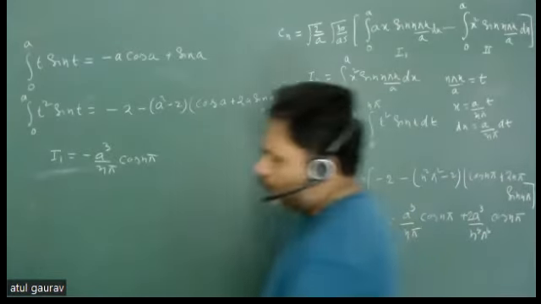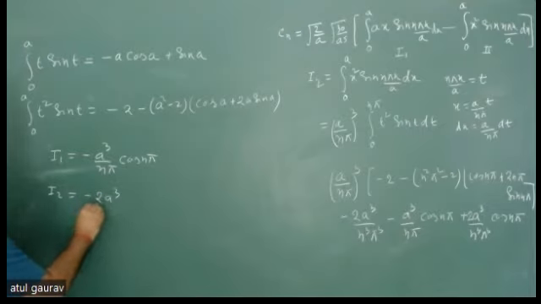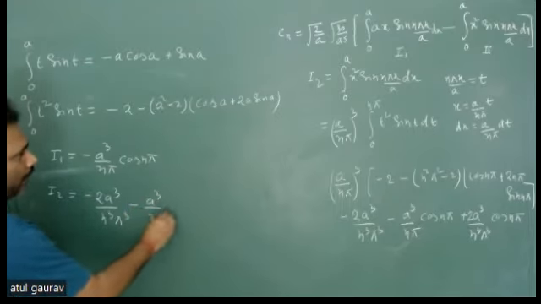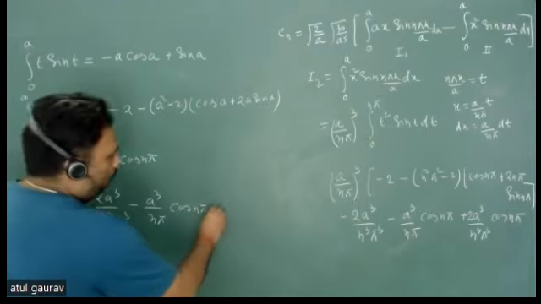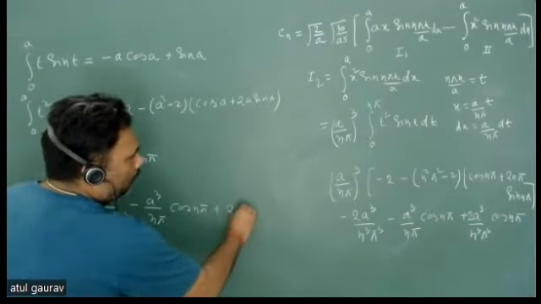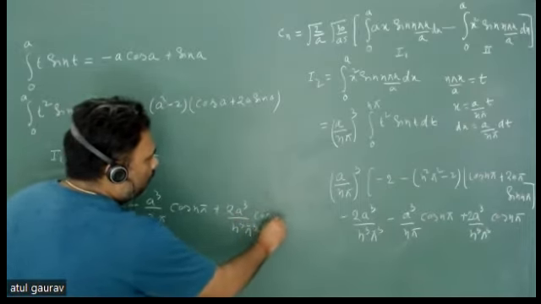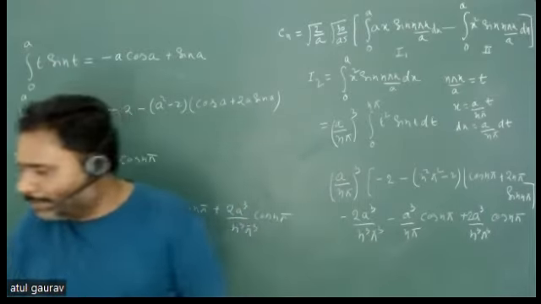So what is my I2? I2 is nothing. We have -2a cube upon n cube pi cube minus a cube n pi cos n pi plus 2a cube upon n cube pi cube cos n pi. So we have done this integration. Now the next part will come here.